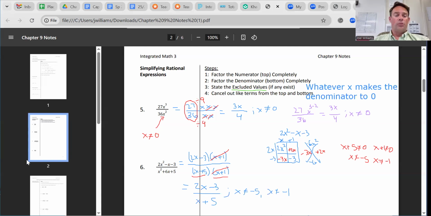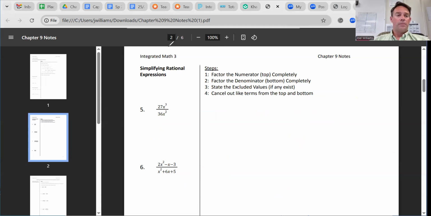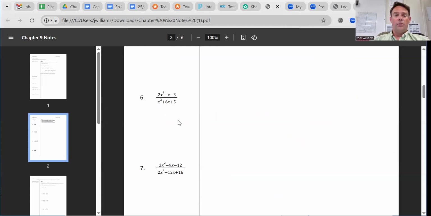Okay, so what we're doing here is just factoring top and bottom, and then from there, after we factor top and bottom, just canceling out the common factors. So it's not too bad. It's all going to be based on how good we are at factoring.